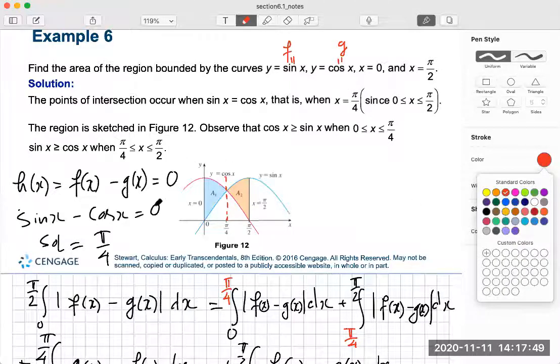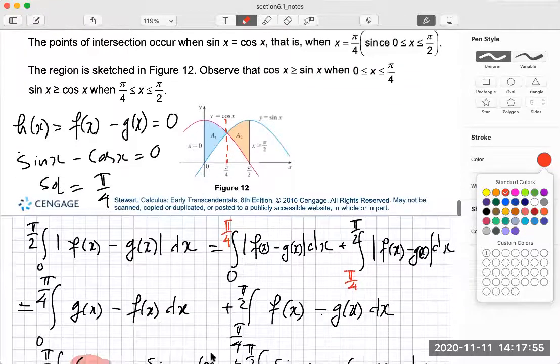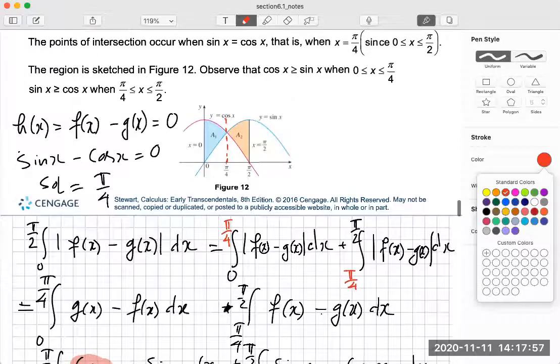And do the same thing. Integral from 0 to pi over 4 of f minus g, and you get the same result. Okay? So in general, if you don't have a graph, you can define this function and solve this equation, then you're done. Okay.